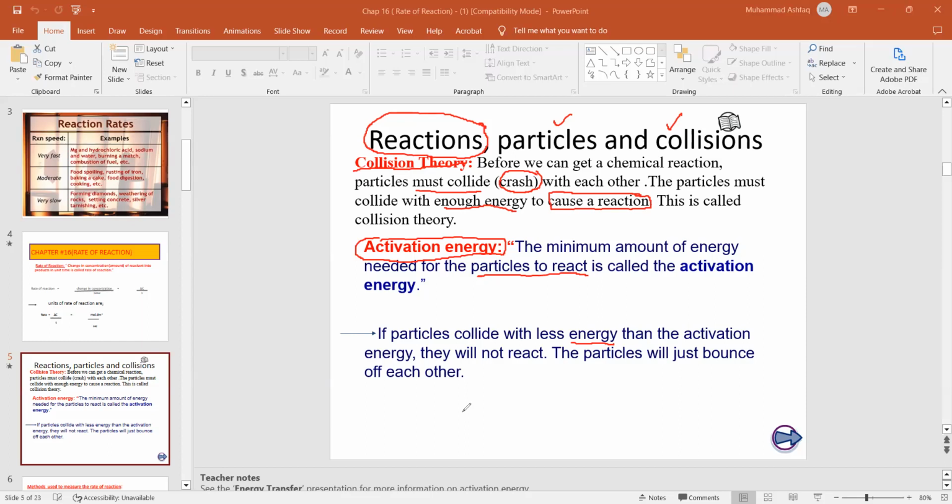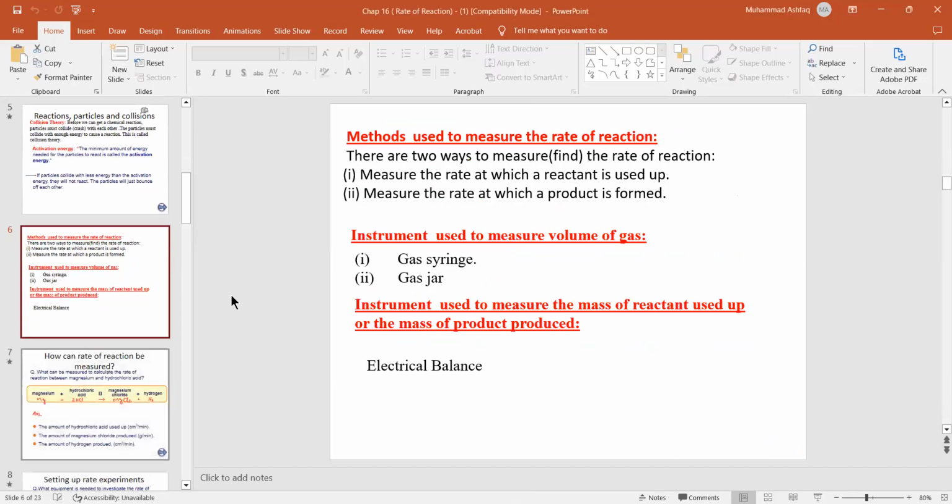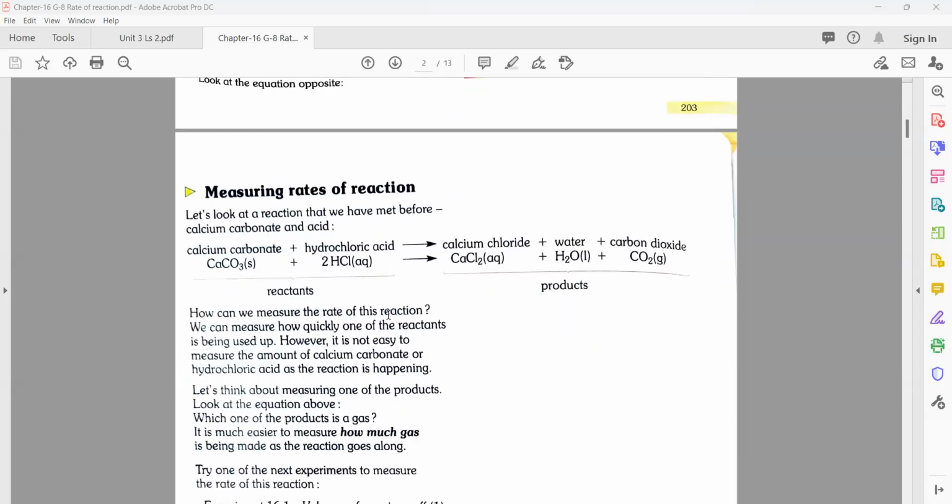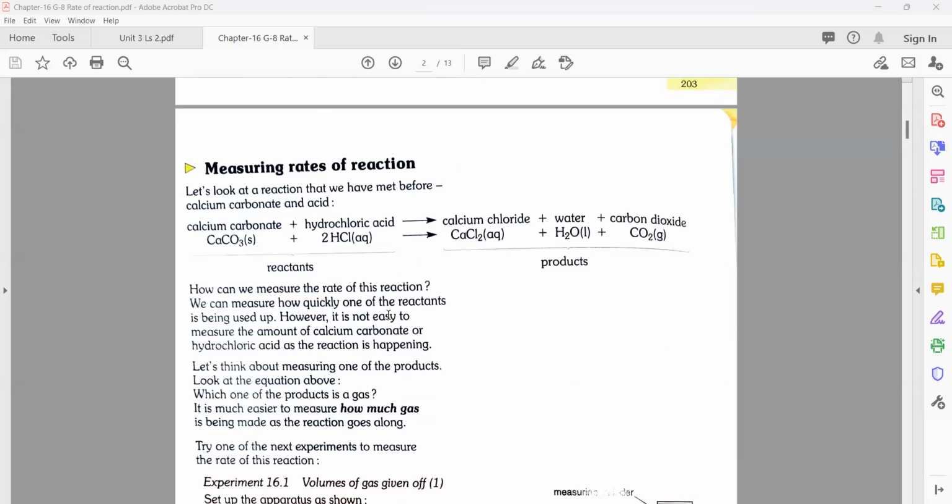Okay. Now, after understanding this, let's move to the next slide here. Method used to measure the rate of reaction. Also, you can see here in your textbook, when you open page number 204, now we are on it, how we can measure the rate of reaction. Okay, so after that, let's see the slide here.